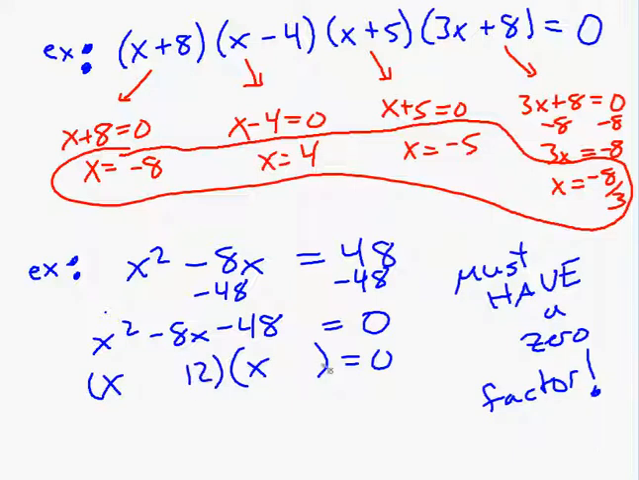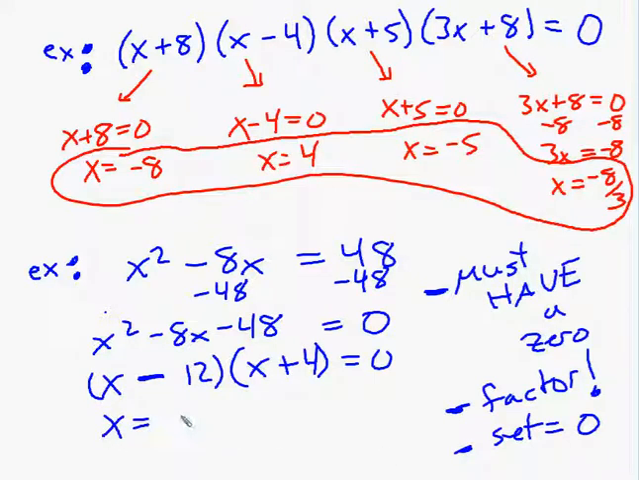Maybe 12 and 4. 12 times 4 is 48. Negative, plus. Don't get stuck. You might have gotten stuck on this one. 6 and 8, but there are other factors, right? And now, after I factor, I set equal to 0. So there's my steps.